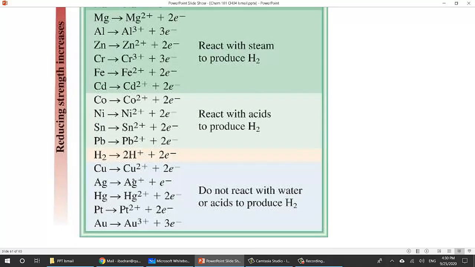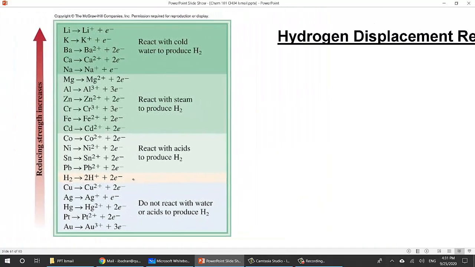And then you have hydrogen, which is the yellow line. Anything above hydrogen is reactive and can replace hydrogen in water, but anything below that won't do that. So copper, silver, gold, and platinum are unreactive elements. That's why they are precious, and why they are expensive, because they cannot react with water. They do not react with water or acids to produce H2. That's why gold is expensive. It does not react with water or an acid or anything.